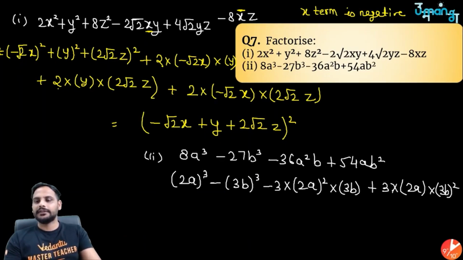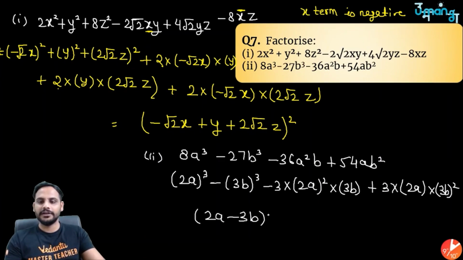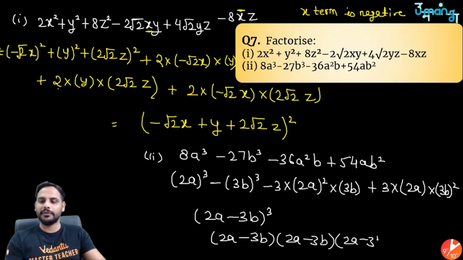And here 3 into 2 is 6. 3 square will be 9. 9 into 6 is 54, ab square. So it is the formula for 2a minus 3b whole cube. So you can write it as this, which is also correct, or if you want, you can write it like this also: 2a minus 3b into 2a minus 3b into 2a minus 3b.